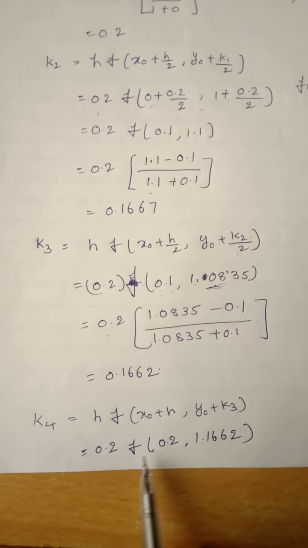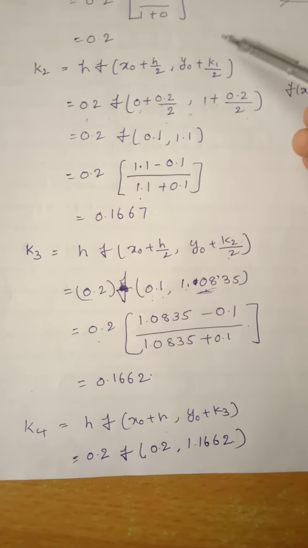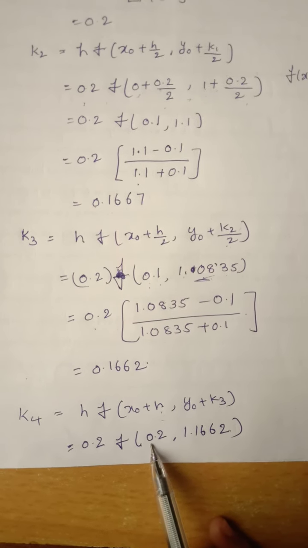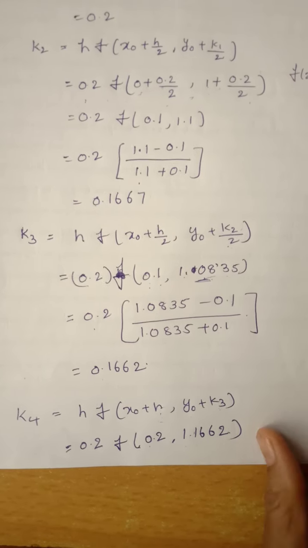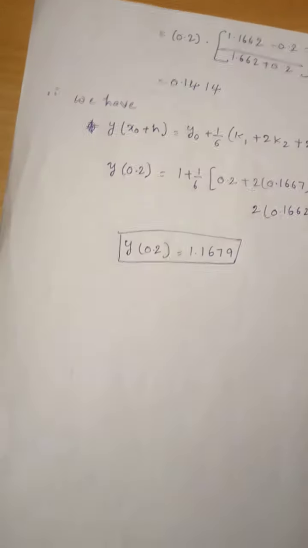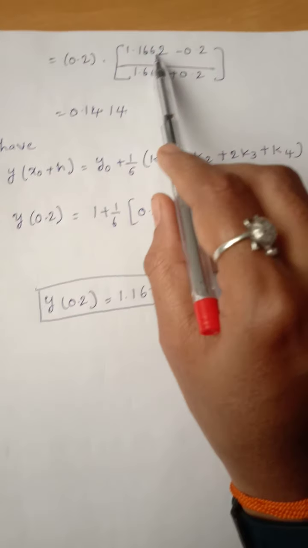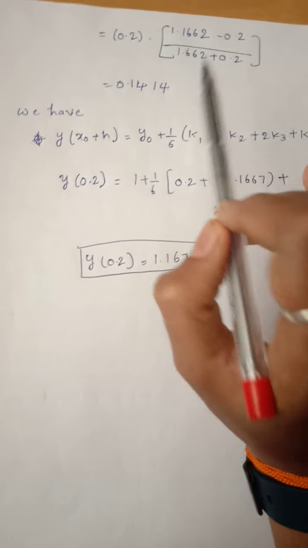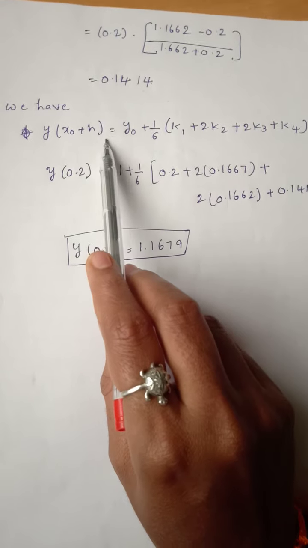Again find the value of k4, that is h into f of x naught plus h, y naught plus k3, that is 0.2. Here there is no divided by 2, so don't get confused; only for the two terms we have h by 2. The last term has only h, and here y naught plus k3, so by adding k3 we got 1.1662. Then after substituting in y minus x by y plus x, we get 0.2 into this value, 0.1414.